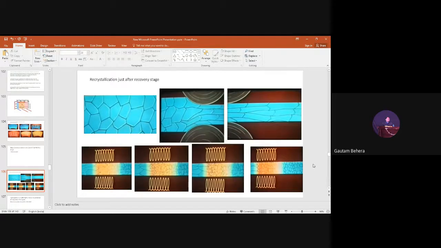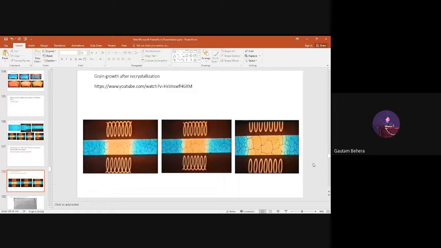Next, finally, just look at this figure. Still, you are heating it. You are taking it to a very high temperature. So what is happening? These are the equiaxed small grains. What is happening to these grains? Just look at this one. Grain growth. Coarser grains are forming. Yes, the grain is becoming coarser, right?